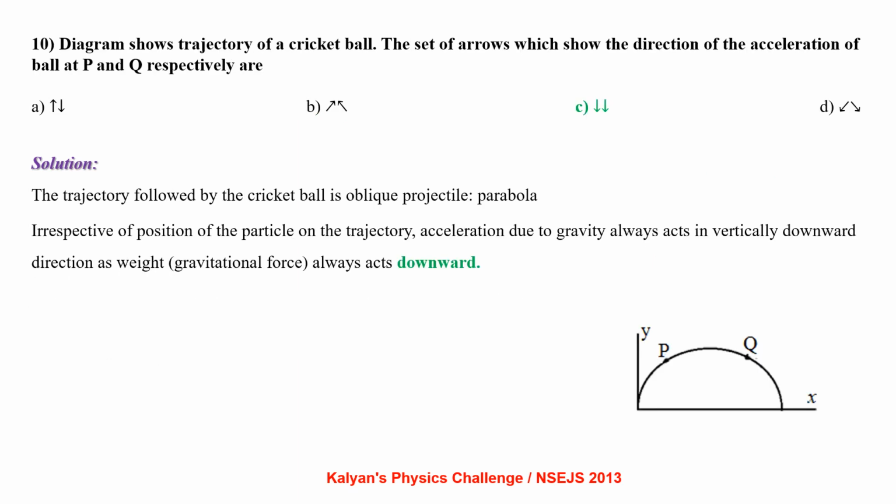Diagram shows trajectory of a cricket ball. The set of arrows which show the direction of acceleration of the ball at P and Q respectively are. As seen from the diagram, the trajectory followed by the cricket ball is parabola. Irrespective of position of the particle on the trajectory, acceleration due to gravity always acts vertically downwards.